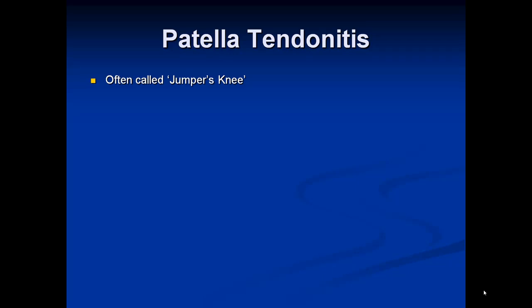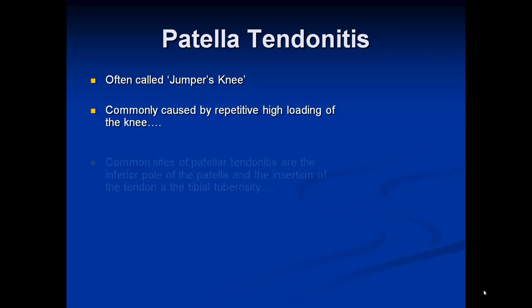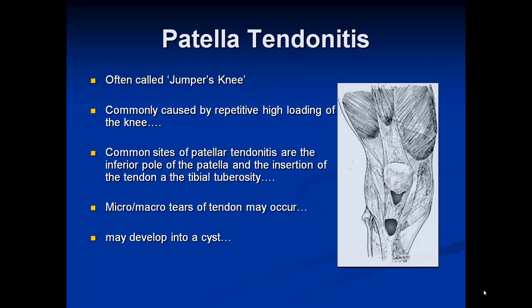Let us look now at some of the other problems around the knee, and one of these is patellar tendonitis. Patellar tendonitis is often called jumper's knee as it is commonly irritated. The patellar tendon is commonly irritated by repetitive high loading of the knee, especially where the quadriceps are not strong enough to control this movement. The common sites of patellar tendonitis are around the inferior pole of the patella, and the insertion of the tendon at the tibial tuberosity, as seen in the diagram.